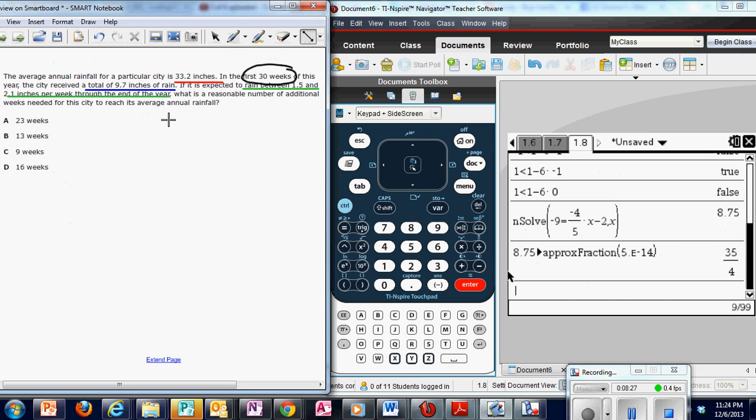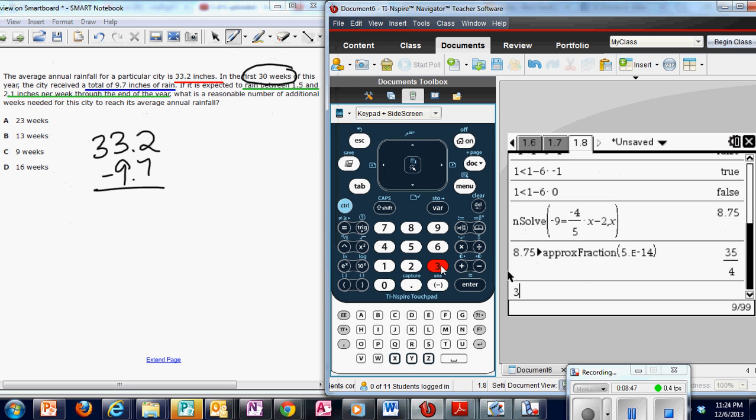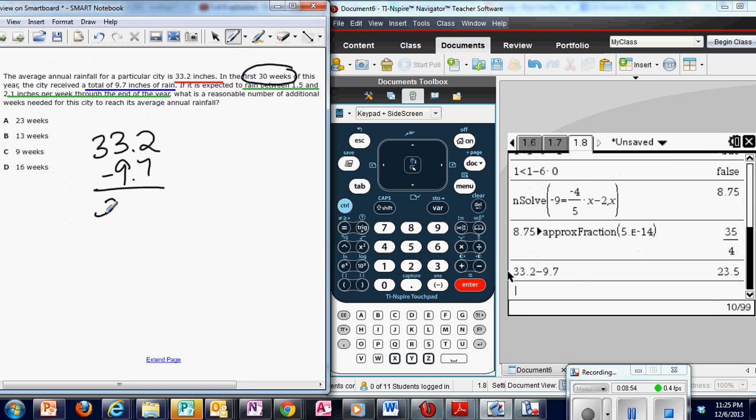Well, first of all, how many inches do we have to work with? We already know we need 33.2 inches, but we have 9.7. So we subtract. I'm not going to do any guessing by hand or make any errors. I'm going to use the calculator. 33.2 minus 9.7. That says I need 23.5 inches. If you pick A, it's because you're not paying attention. That says weeks. That's how much rain you need.